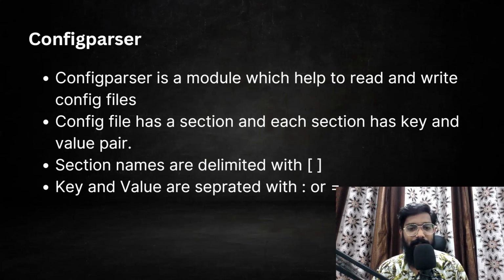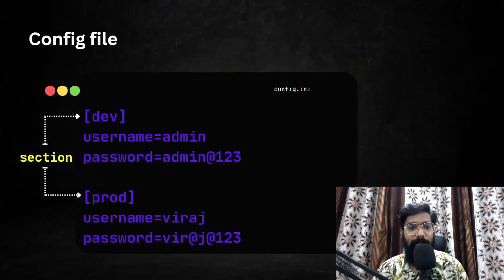Then what is a section? A section is one block where we have key value pairs. So we can have one section or multiple sections, like development and production. These are the two sections we can have, and there might be multiple key value pairs. If I want to define a section, we use opening and closing square brackets. For defining a key value pair, we need to use a separator, equal to or a colon. So this is one example of how we can define a config.ini.